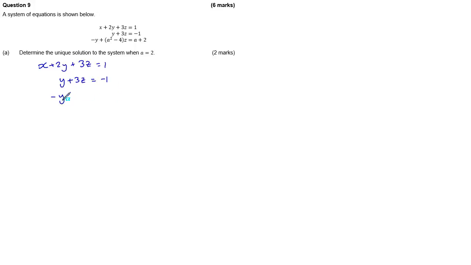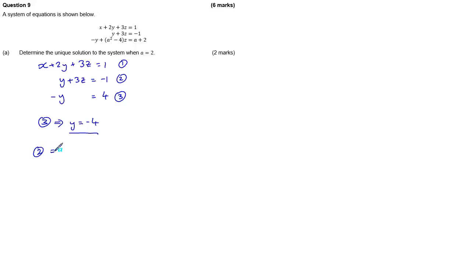and -y, now if a is 2, this is 0. If a is 2, this side becomes 4. So -y is 4. So call these 1, 2, and 3. And 3 gives us that y is -4.